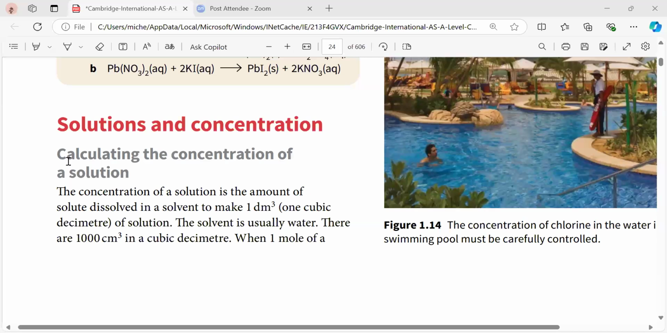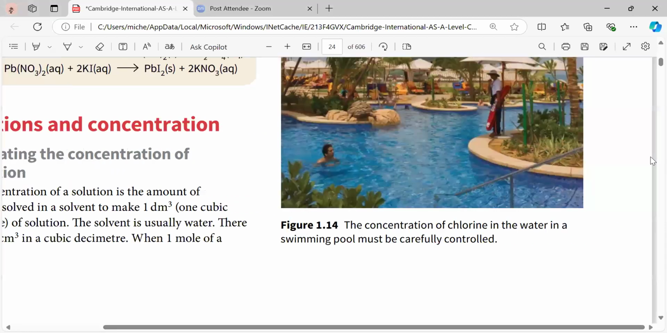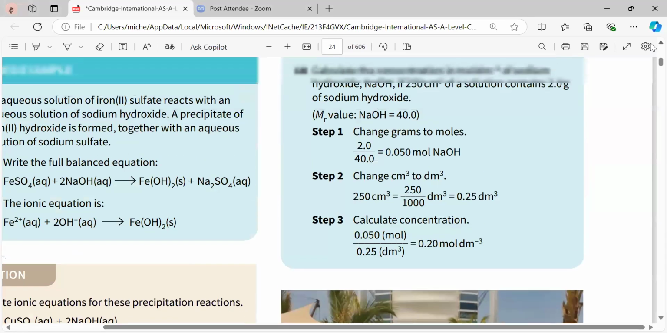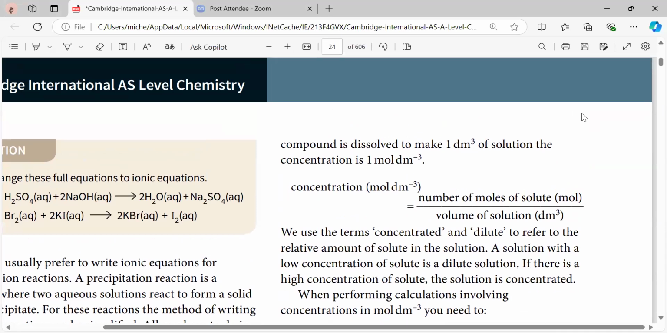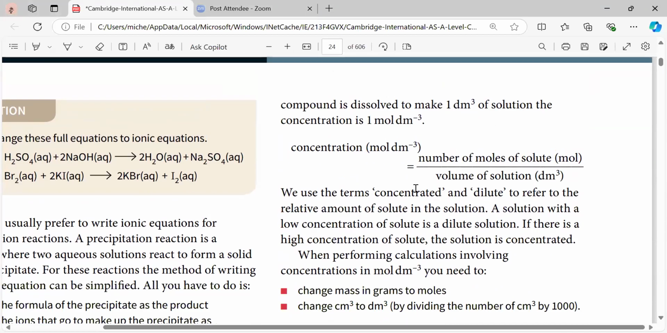The concentration of a solution is the amount of solute dissolved in solvent to make 1 cubic decimeter of solution. The solvent is usually water. There are 1,000 cubic centimeters in a cubic decimeter. When 1 mole of a compound is dissolved to make 1 dm³ of solution, the concentration is 1 mol dm⁻³. This is the unit. And the formula is the number of moles of solute, in mol, divided by the volume of solution, in dm³.